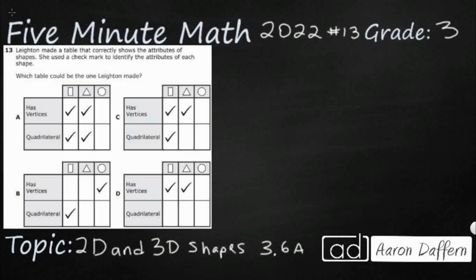Today we are looking at the third grade concept of two-dimensional and three-dimensional shapes. This is standard 3.6a in the great state of Texas, and we are using item number 13 of the 2022 released STAAR test. If you haven't done so already, please go ahead and take a moment to pause the video, work this problem out on your own, unpause it, and we will look at our answers together.